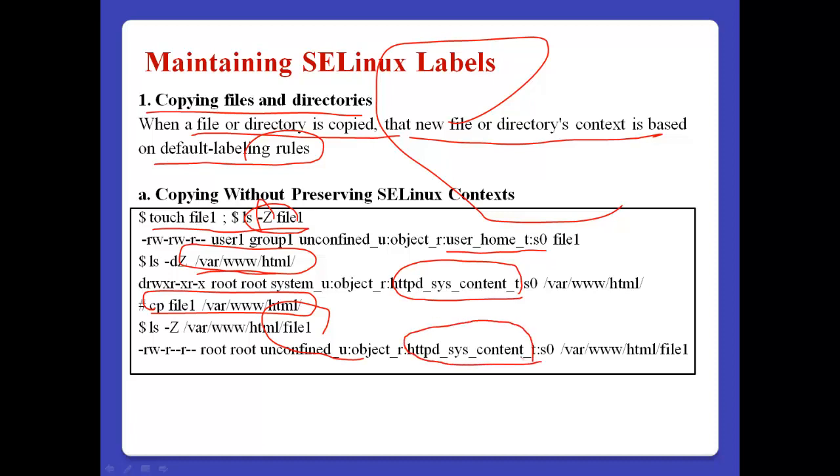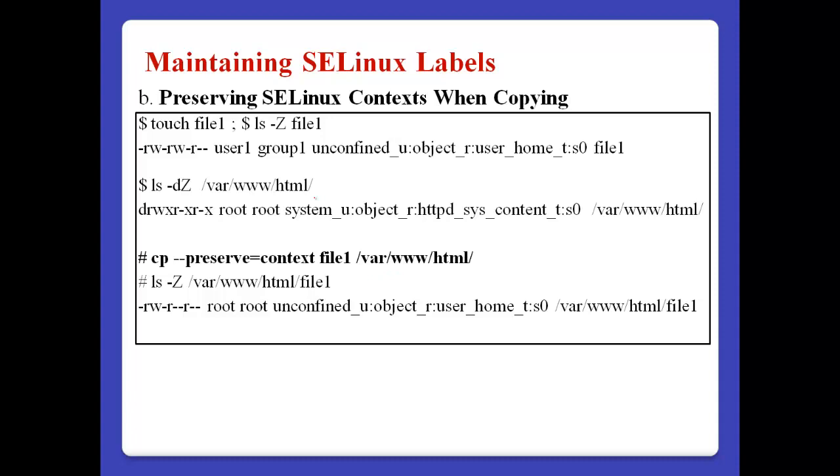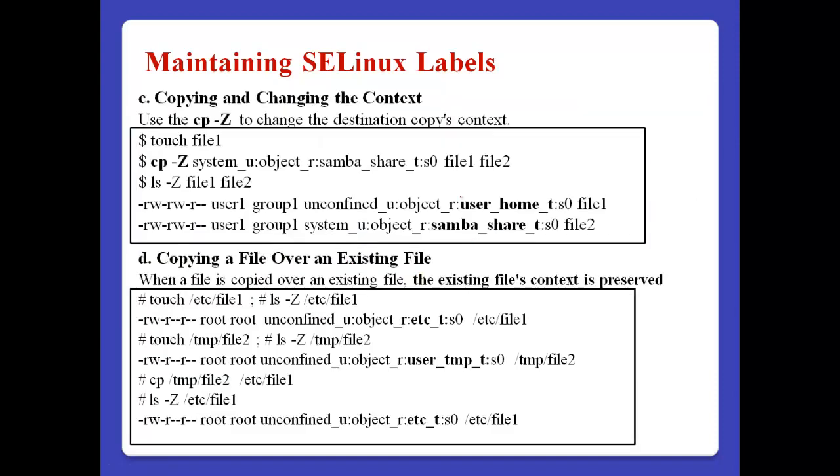If we copy this one, then the file context is changed to the httpd_sys_content_t file type. If we want to preserve the SELinux context when copying, then we can use this option, --preserve=context file1 here. Then even if we copy this one to /var/www/html, we can find user_home_t, like this.